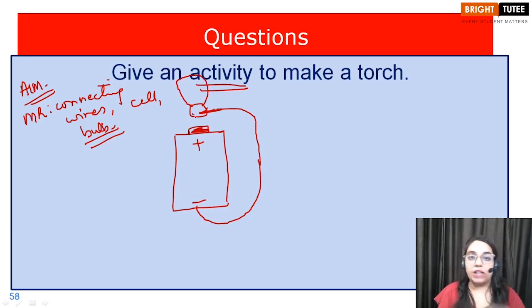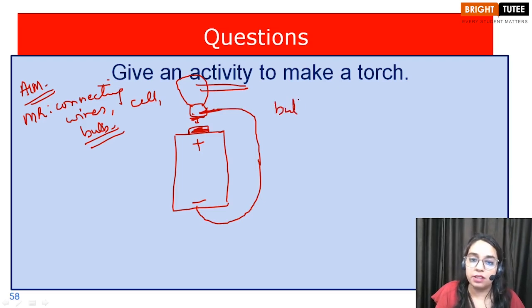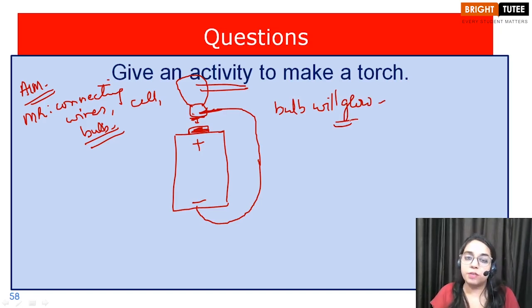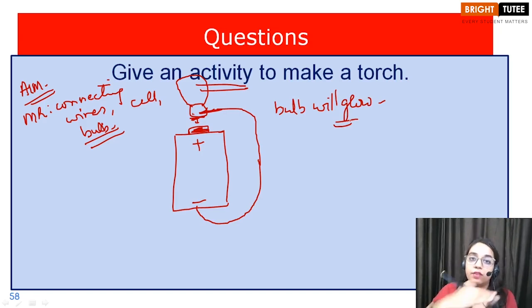Then you will connect the other end of this wire with the metal base of the electric bulb. Now children, our torch is ready. All you have to do is just touch the tip of the bulb with the positive terminal, and you will observe that bulb will glow. Why? Because children, when we touch the base of the bulb to the positive terminal, what we are doing? We are completing the electric circuit, right? And when you remove it, or whenever you take it away from the positive terminal, the bulb will stop glowing.